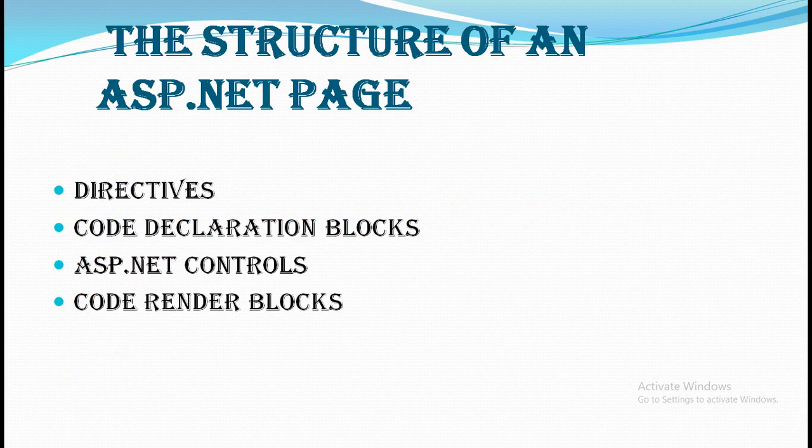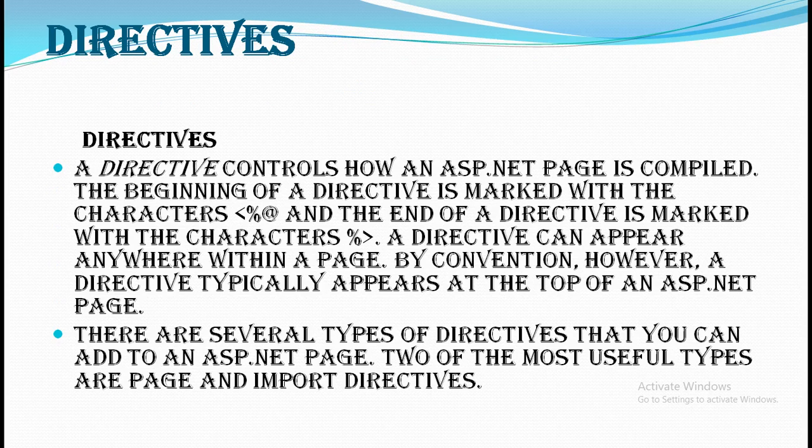The structure of an ASP.NET page: directives, code declaration blocks, ASP.NET controls, code render blocks. Directives. A directive controls how an ASP.NET page is compiled. The beginning of a directive is marked with the characters and the end of a directive is marked with the character. A directive can appear anywhere within a page by convention.